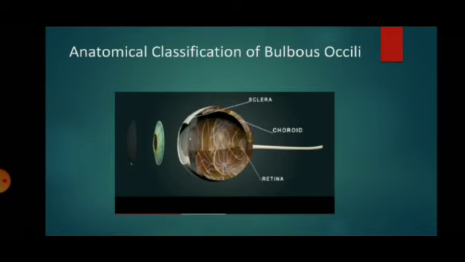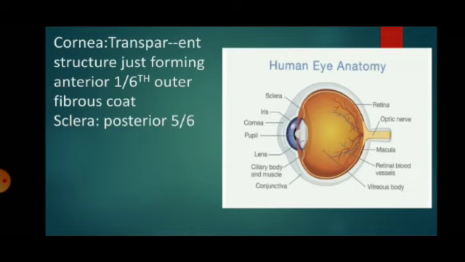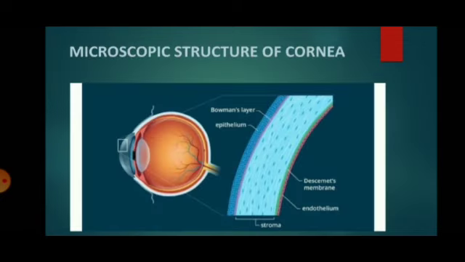The outer fibrous layer consists of two parts, the sclera and the cornea. The transparent structure forming the anterior 1/6 of the outer portion is called the cornea, while the posterior 5/6 whitish portion is known as the sclera. Now, having a look at the microscopic structure of the cornea.